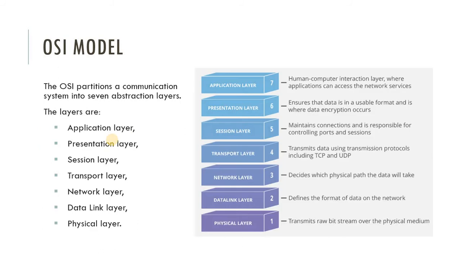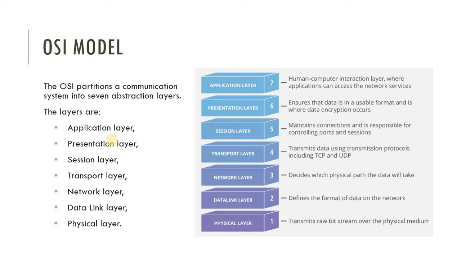Typically it has 7 layers, and those 7 layers are the application layer, presentation layer, session layer, transport layer, network layer, data link layer, and physical layer. Each layer has its own individual work. Based on the figure we can see that the physical layer transmits a raw bit stream over the physical medium, while the work of the data link layer is to define the format of data in the network. The network layer decides which physical path the data will take.